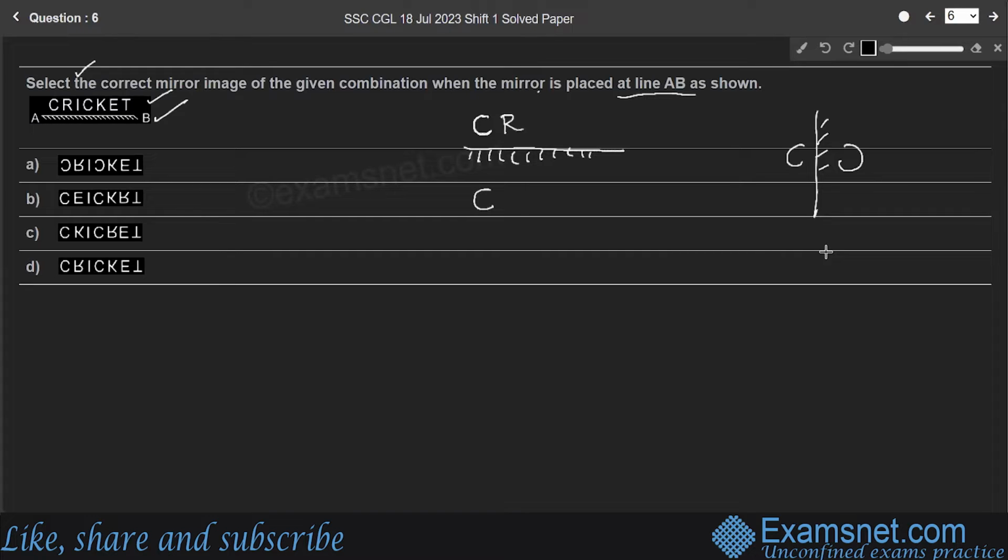Next comes R. Image of R will be like this, so inverted images. Next I comes. Image of I will be like original I, and C will be as it is. Image of K looks like this, inverted, and image of E will be same as original E. Then image of T will be inverted T. Therefore, image of cricket will be like this. Look at the options. Option D is the right answer, which is image of cricket.